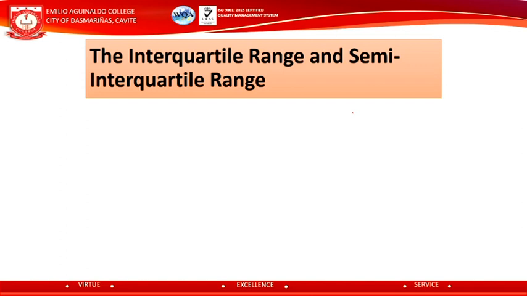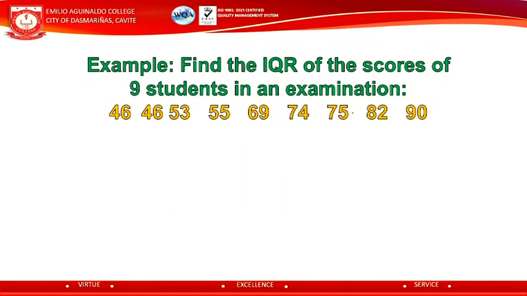Now let us try to solve this problem. Find the IQR of the scores of 9 students in an examination. We have here the scores of the 9 students and we're going to look for the IQR. So sulat muna ulit natin yung formula for IQR. IQR is just equivalent to the third quartile minus the first quartile, wherein the third quartile is just equivalent to the 75th percentile and the first quartile is just equivalent to the 25th percentile.